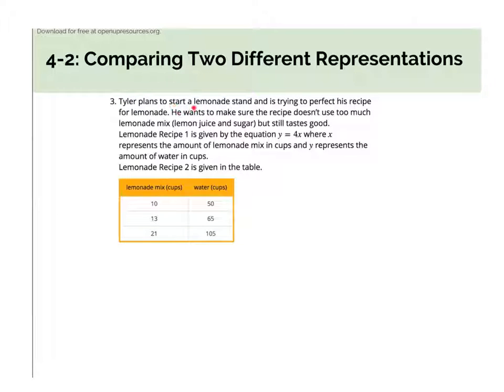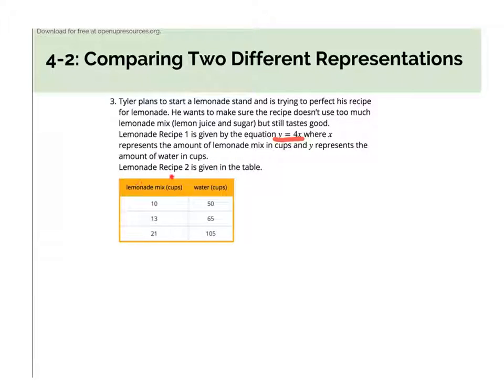Tyler plans to start a lemonade stand and is trying to perfect his recipe for lemonade. You go, Tyler. He wants to make sure that recipe doesn't use too much lemonade mix, which is lemon juice and sugar, but it still tastes good. That is important for lemonade. Lemonade recipe 1 is given by the equation y equals 4x. Hey, we've got an equation here. I'm just going to underline that so we can remember where that is. That's going to be important. Where x is the amount of lemonade mix in cups and y represents the amount of water in cups.